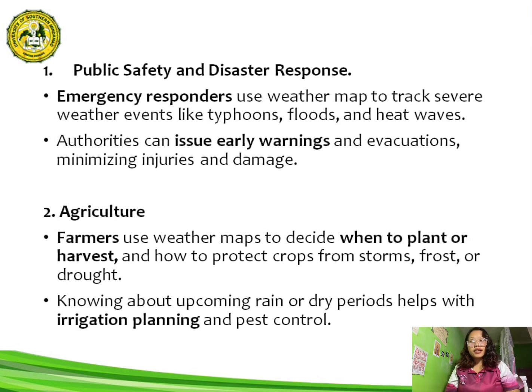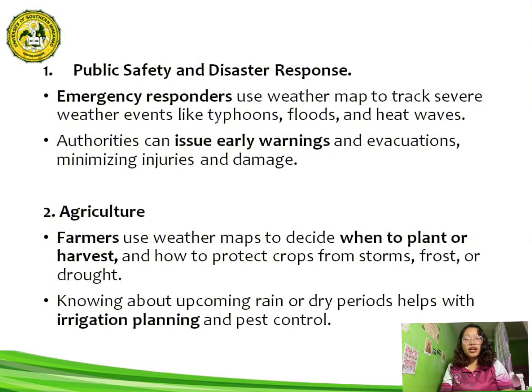The second one is agriculture. Farmers use weather maps to decide when to plant or harvest and how to protect crops from storms, frost, or drought. Knowing about upcoming rain or dry periods helps with irrigation planning and pest control. So imagine being a farmer and suddenly it floods, but you didn't expect it. That's why farmers depend on weather maps to plan planting, watering, and harvesting.